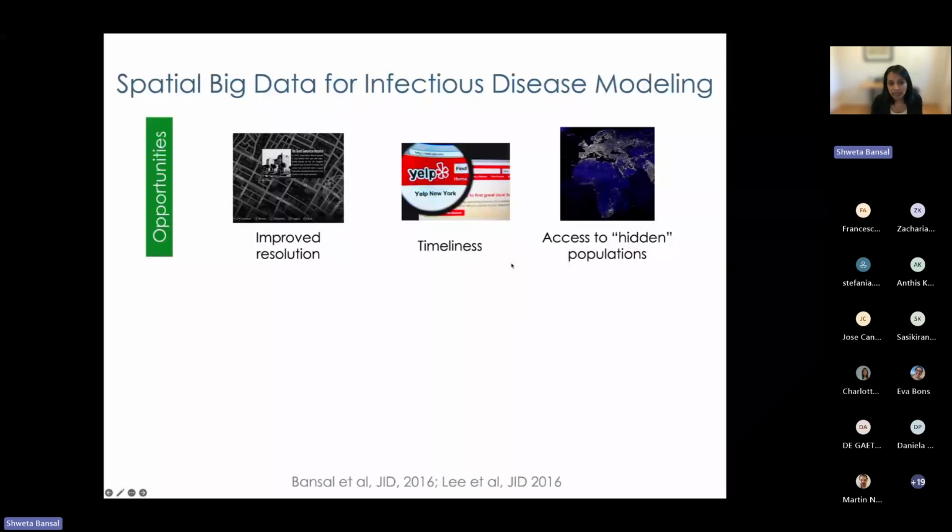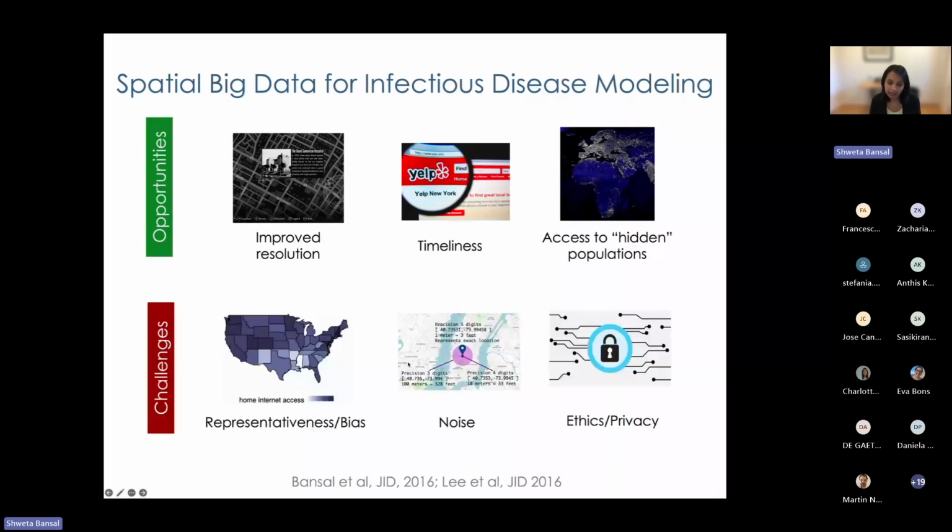And the reason is that, of course, these data sources provide a lot of opportunities and fill a lot of gaps that are left behind by public data collection, including improved resolution, better timeliness, access to hidden populations. But there's still a large number of challenges with these data sources as well. Most of all, the fact that they are opportunistic and are not collected based on a study or a statistical sampling design. And so there's representativeness and bias issues. There might be noise issues. And then, of course, there's ethics and privacy issues because they're opportunistic data sets.